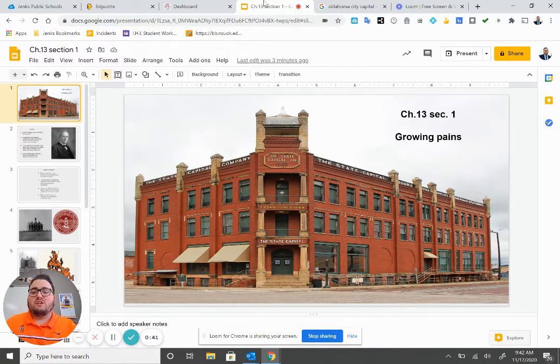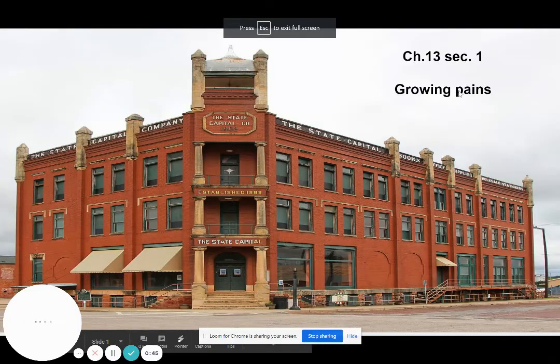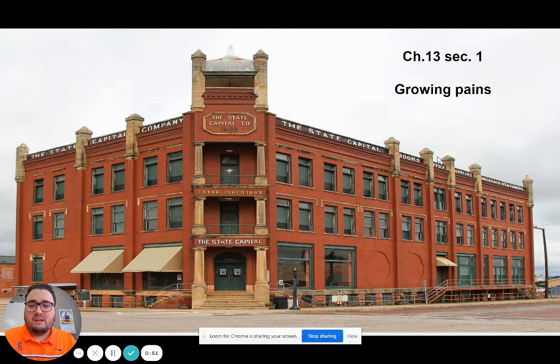So we're going to talk about Chapter 13, Section 1. This one is titled Growing Pains. This is the time right around the days after statehood. If we all remember, this is going to be an exam question: Oklahoma was created on which day? It was November 16th, 1907. So actually, yesterday was Oklahoma's 113th birthday.